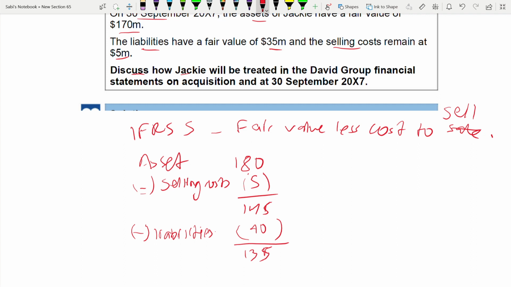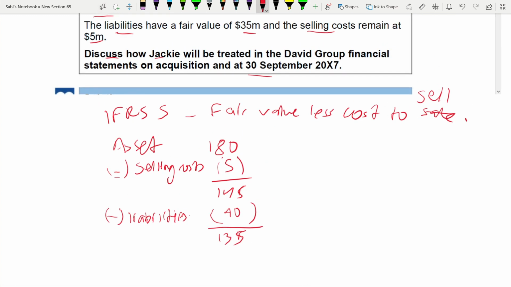Now we'll keep it on this date. Remember, when you are on 30th September, you have to remeasure it again to fair value less cost to sell. So again, the asset on that date is 170, selling cost is 5, which is 165, and your liability now is 35, which is 130. So what happened? Can you see? There's a decrease by 5 million.